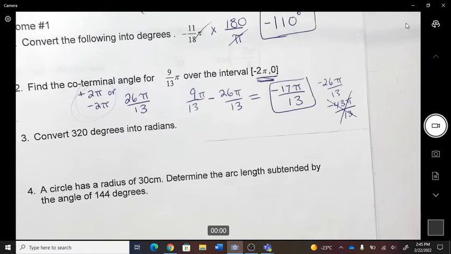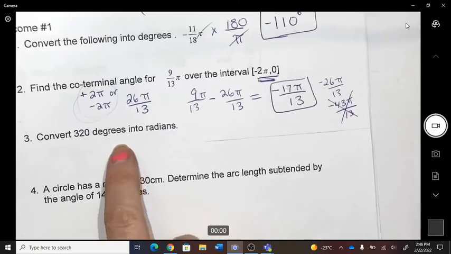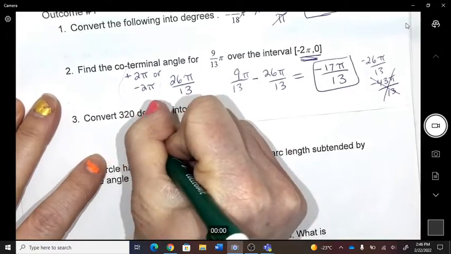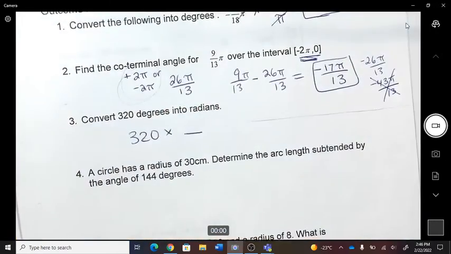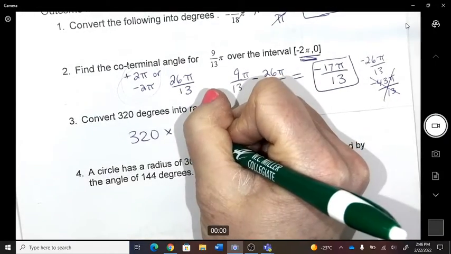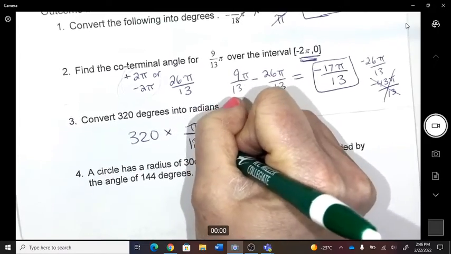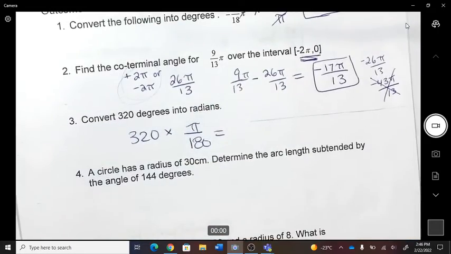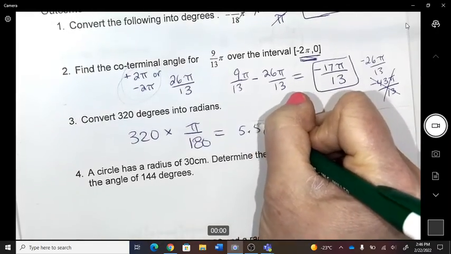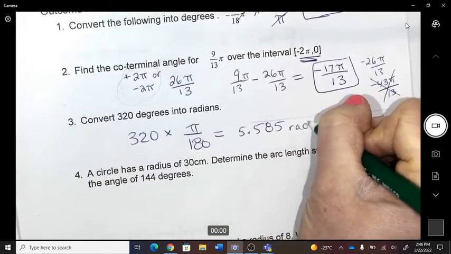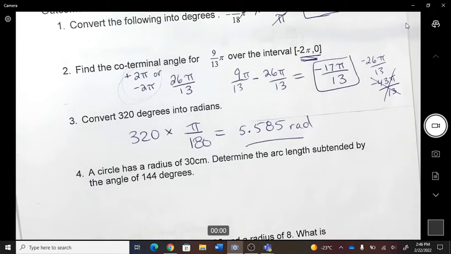Okay, this time on 3 we're going to go from degrees to radians. So what am I doing? I'm going to times by pi over 180. And remember, you have to go for 3 decimals accurately there.